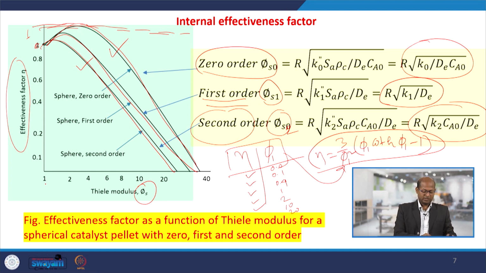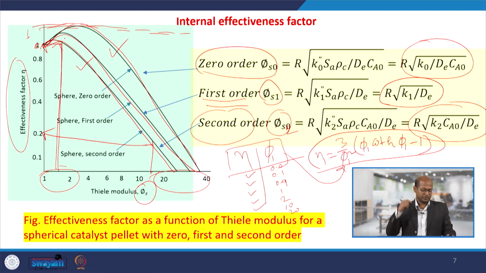Here I said small value of Thiele modulus and large value of the Thiele modulus. For a small value, the effectiveness factor is this, and for a large value of the Thiele modulus, the effectiveness factor should be this. So, this way we can say that the purpose of expressing the reactions in terms of Thiele modulus or effectiveness factor is a quick estimate.